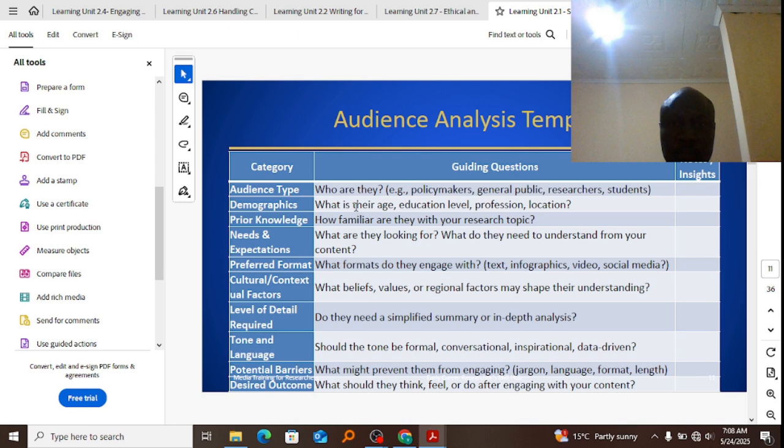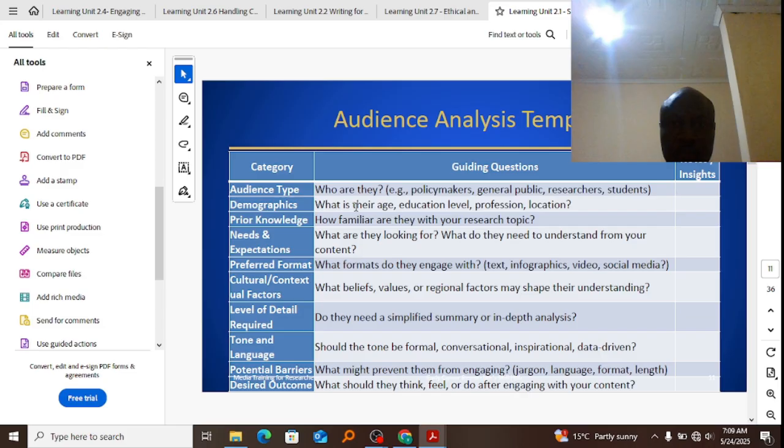Demographic: what is their age, education level, profession, location. This can help you to know their experience in research, their experience in receiving information. Prior knowledge: how familiar are they with your research topic? Needs and expectations: what are they looking for? What do they need to understand from your content? Preferred format: what formats do they engage with? Text, infographics, video, social media. Which ones are they comfortable with?